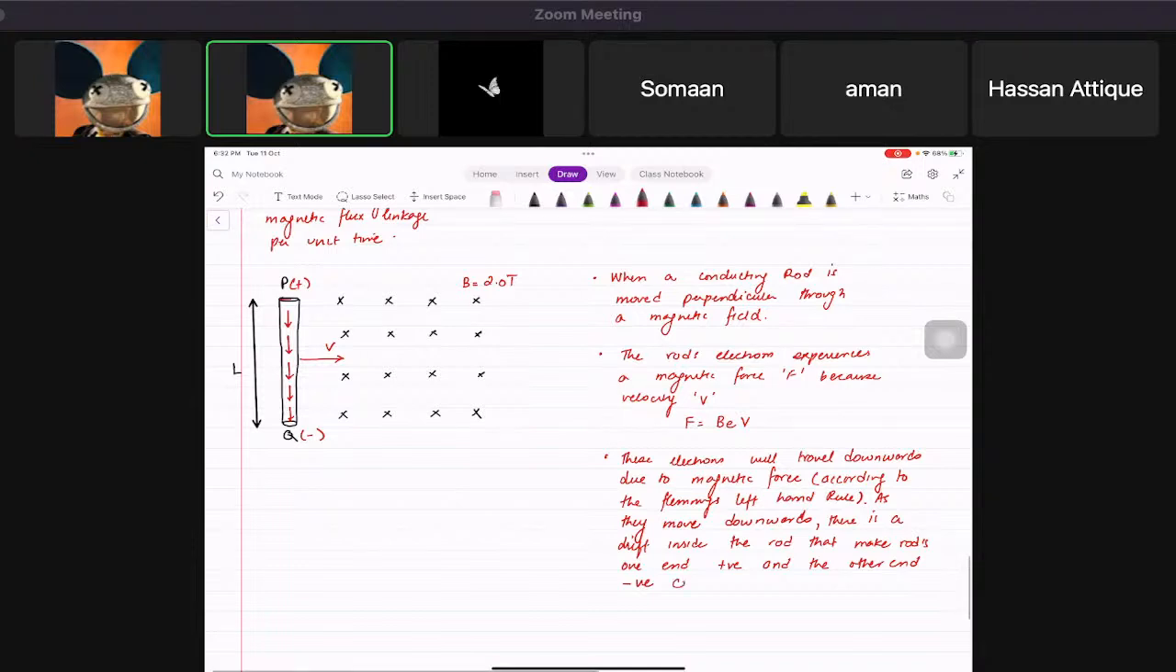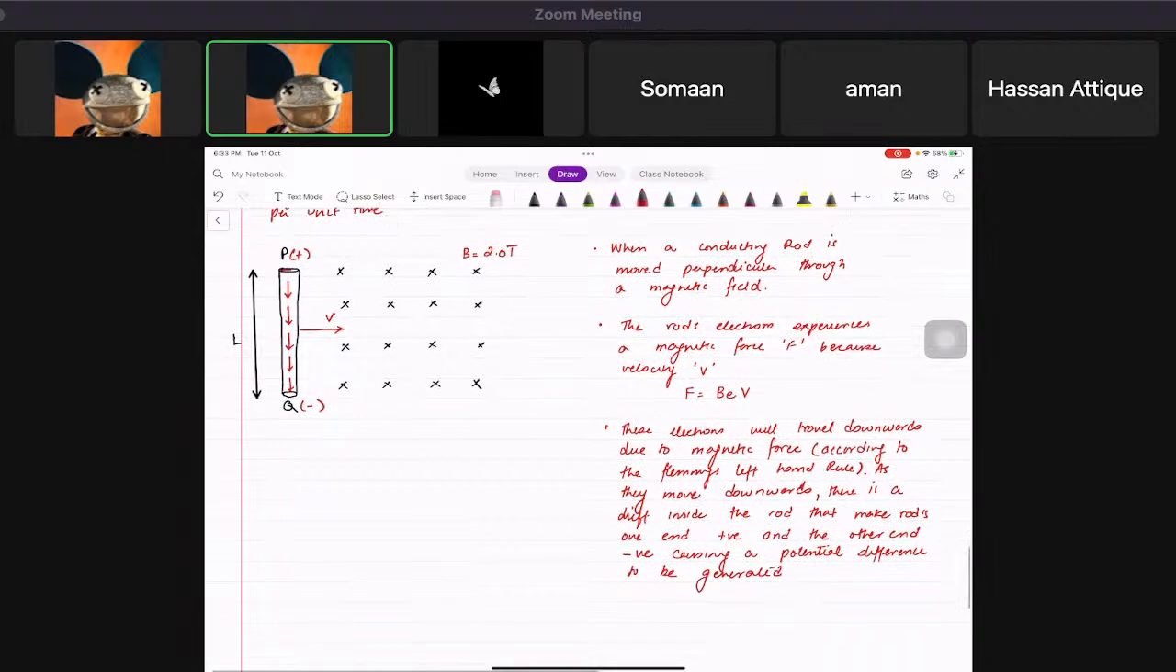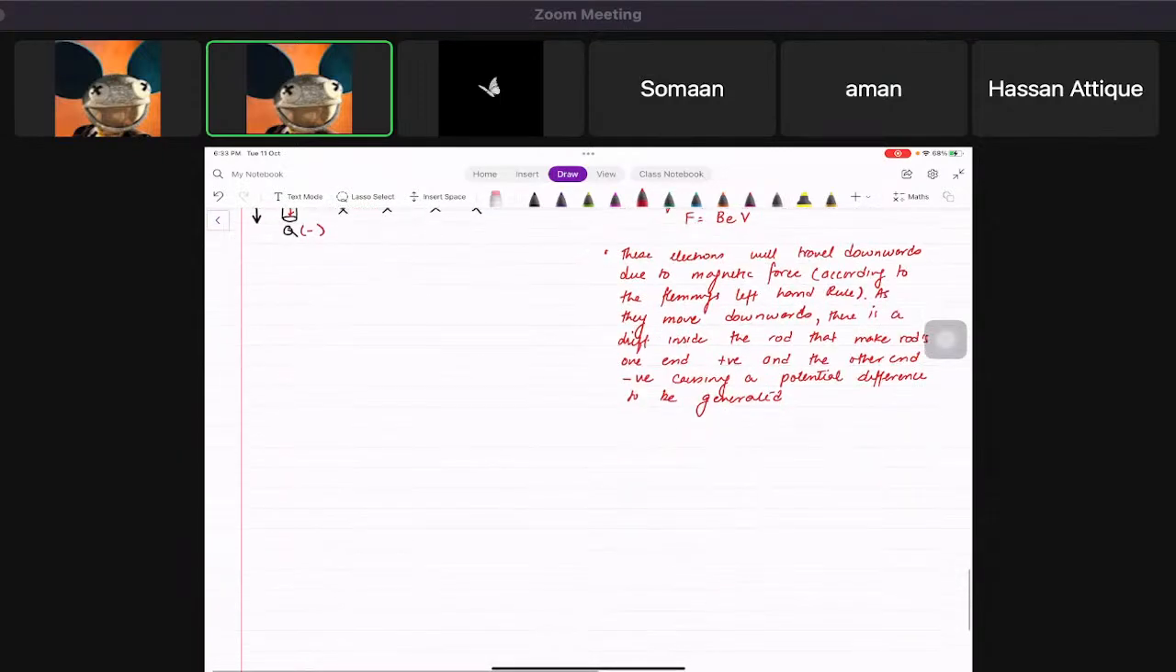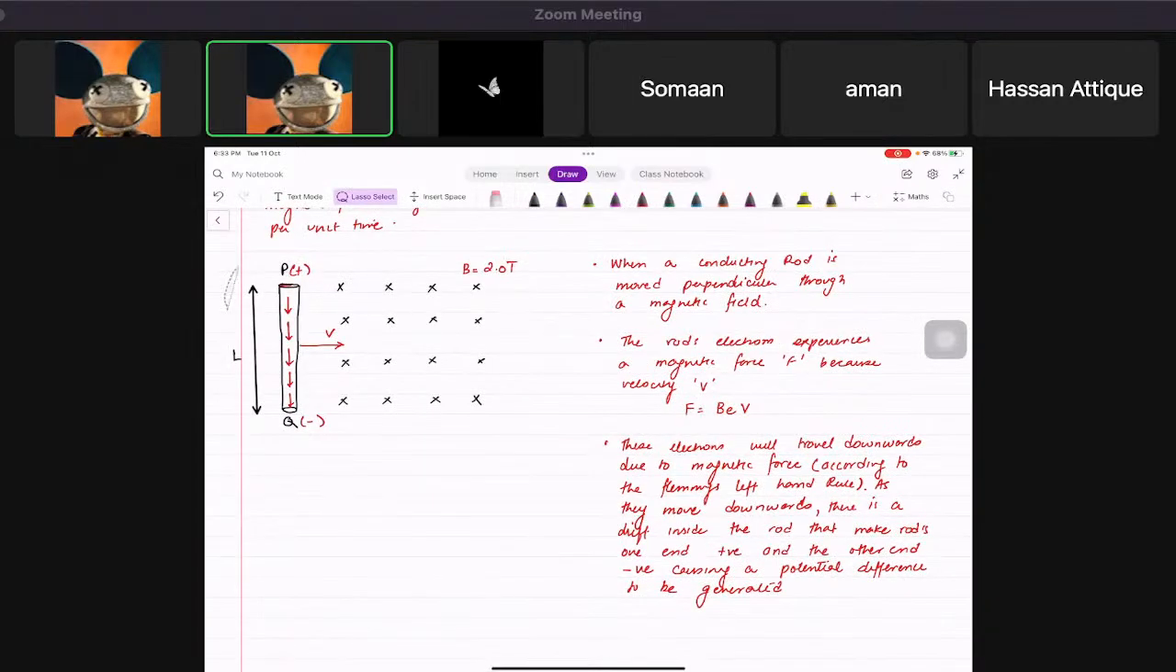And this is causing a potential difference to be generated. So of course, if you put a voltmeter across it, like I'm going to show you this. So you see, let me copy this. In fact, well, I'll just copy this part only.